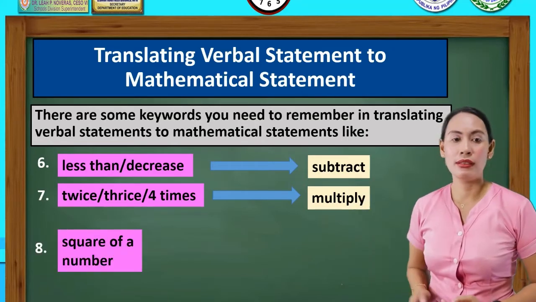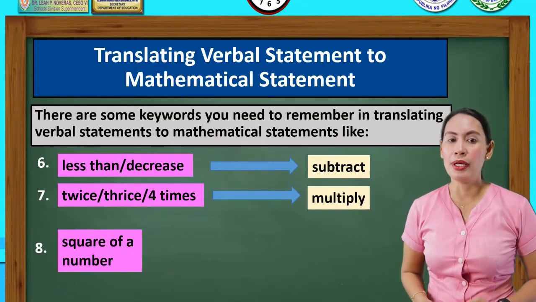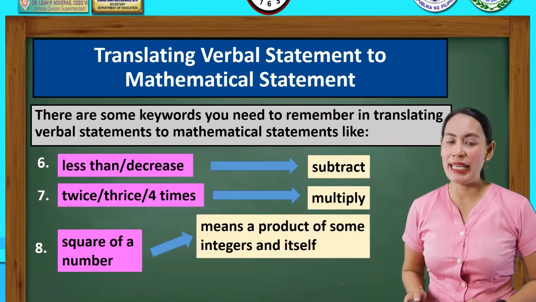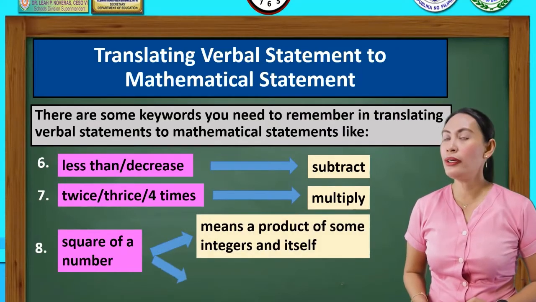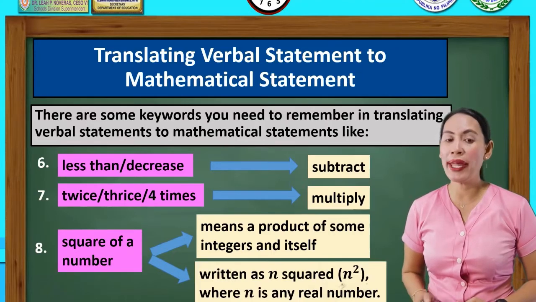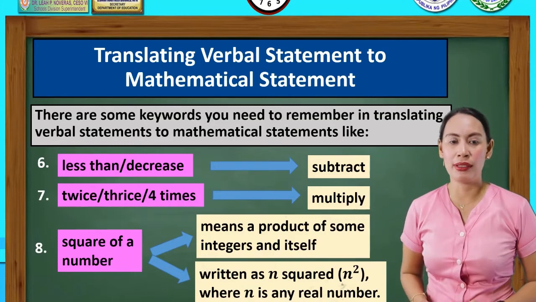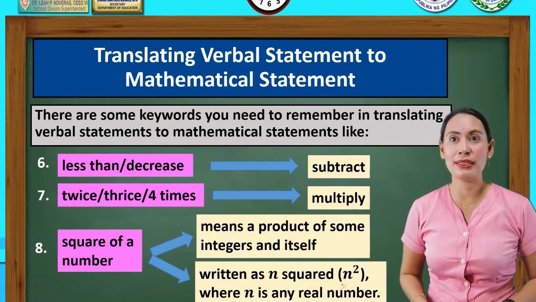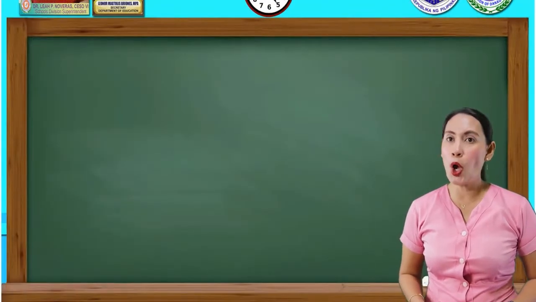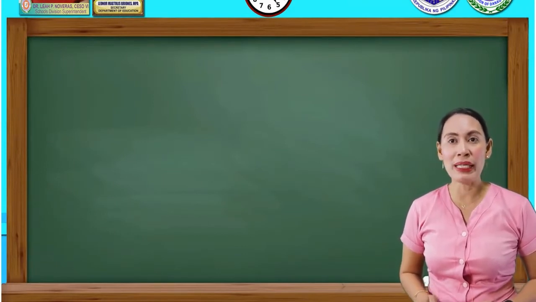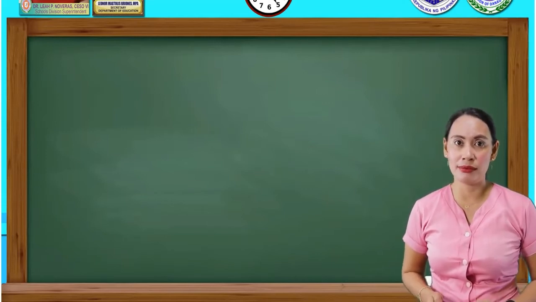Number 8, square of a number means a product of some integers and itself. Or written as n squared, where n is any real number. In some problems, there are multiple operations involved. Thus, you need to familiarize yourself with all the words that correspond to the operation being illustrated.